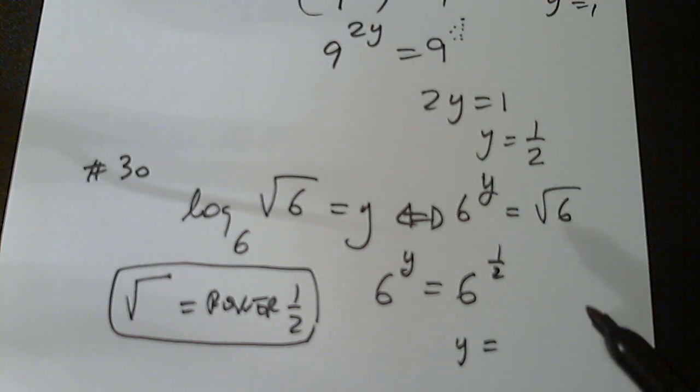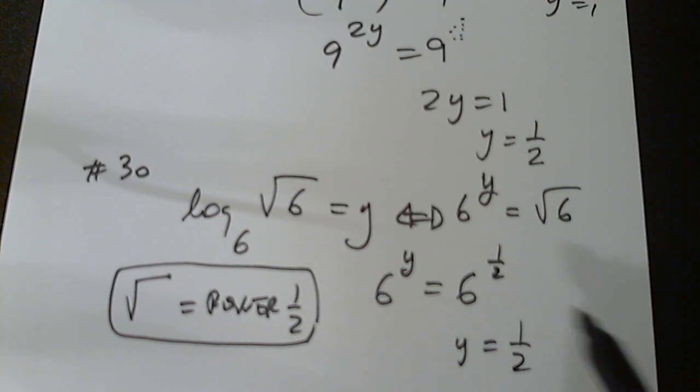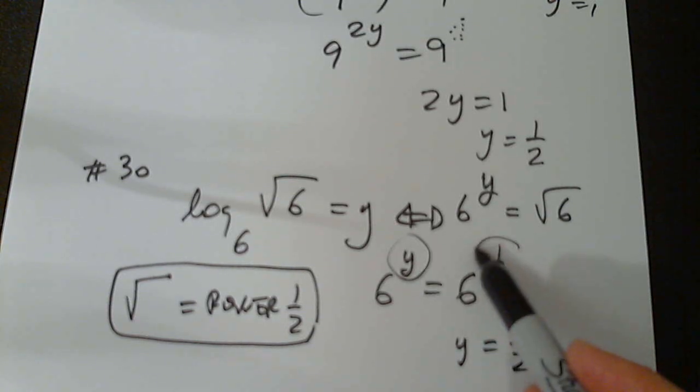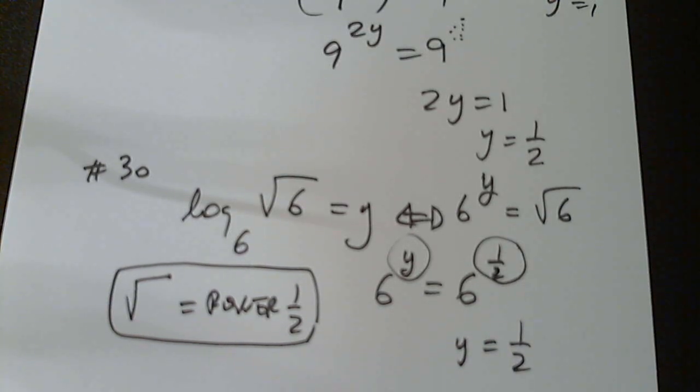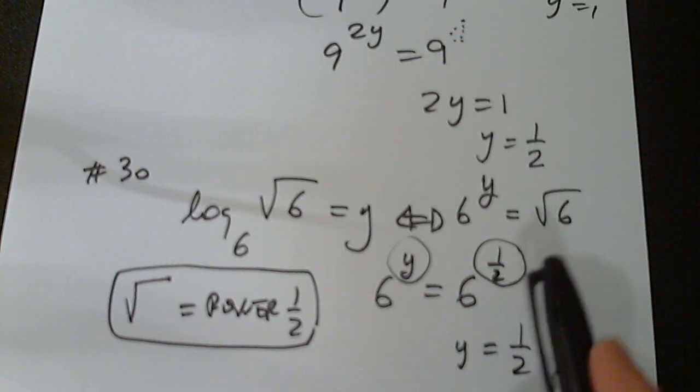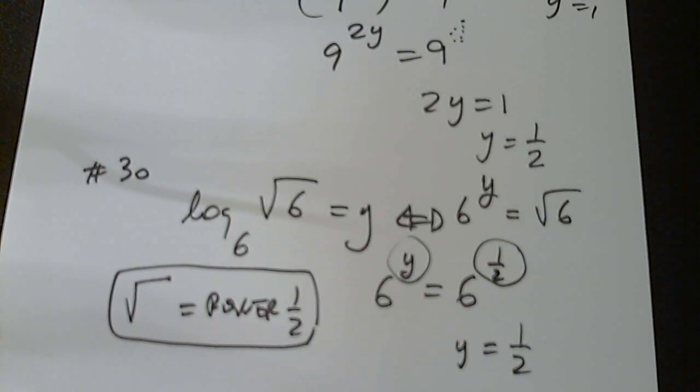Would it be 0.5? Indeed, 1/2. There is no other way. These have to be the same. There is no other possibility. But 6 to which number is 6 to 1/2? It has to be 1/2. 6 to 1/2 equals 6 to 1/2. Indeed. Do we need another example or can we continue?